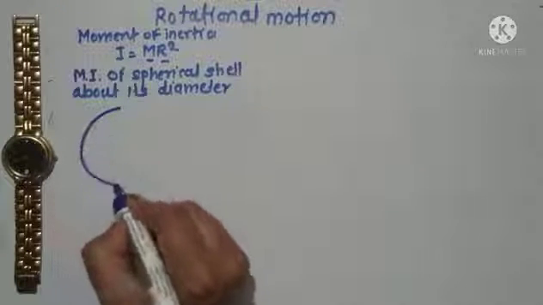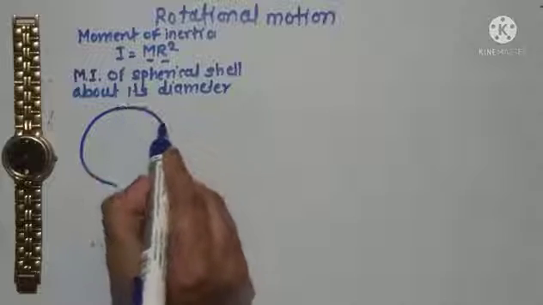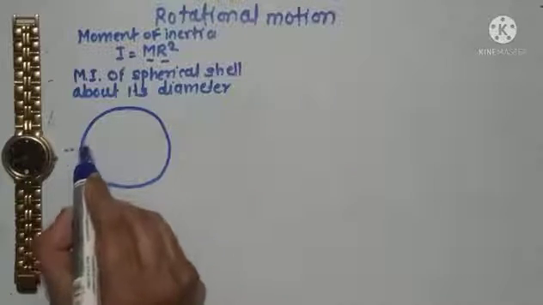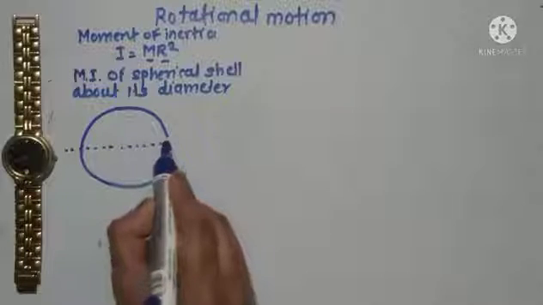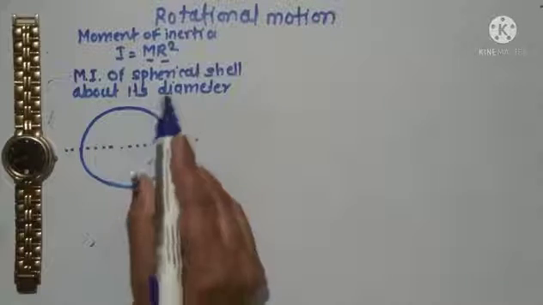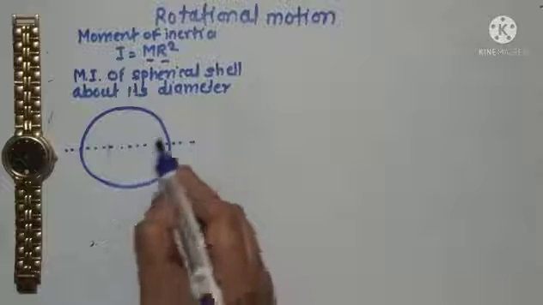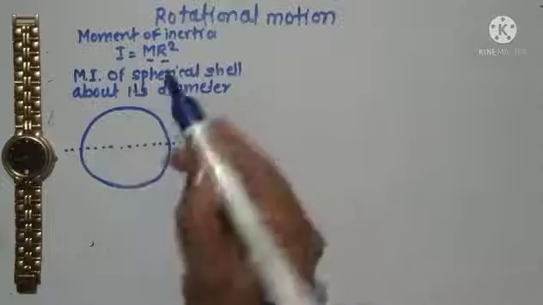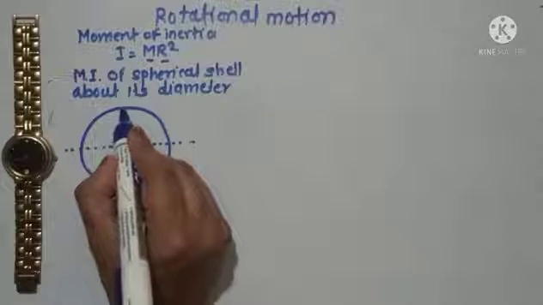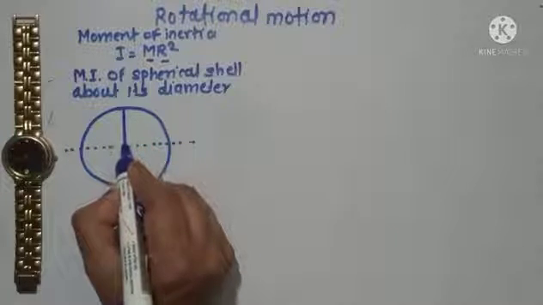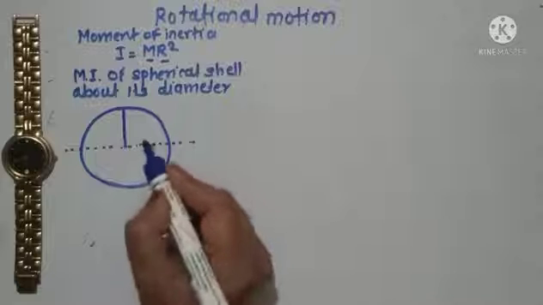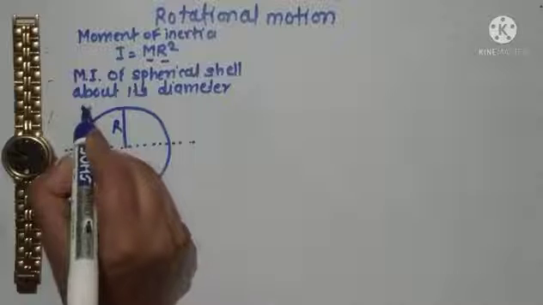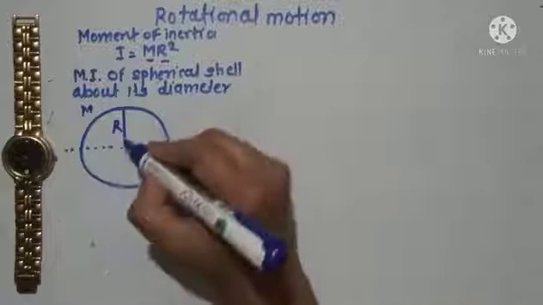Consider a spherical shell like this. Let this be the axis of the rotation, which we have considered as a diameter. So consider the spherical shell which is rotating about its diameter, any of its diameter. Let r be the radius of the spherical shell and m be the mass of the spherical shell.